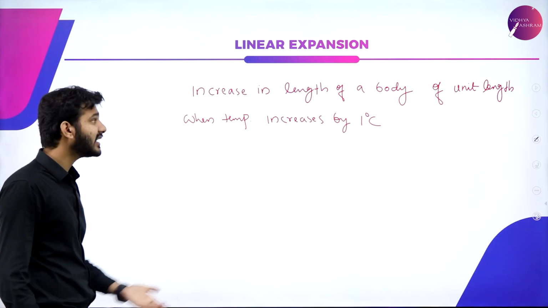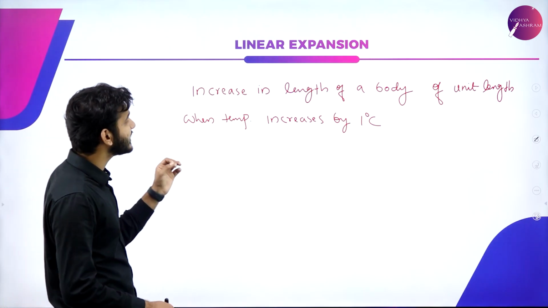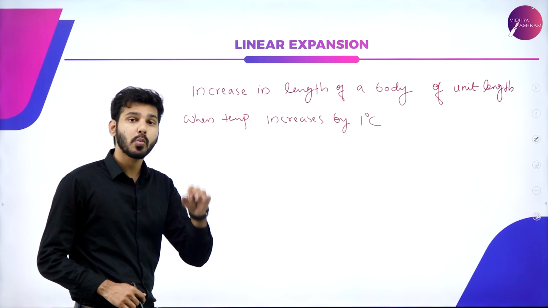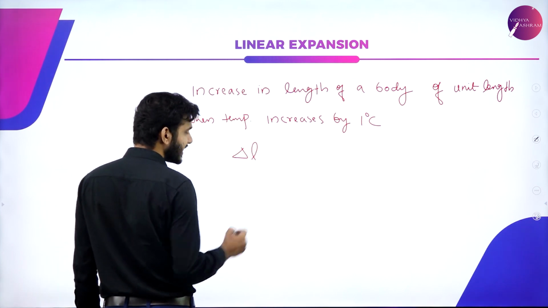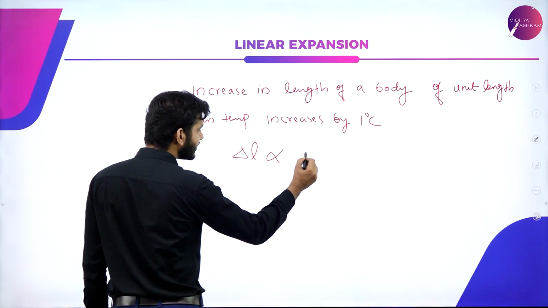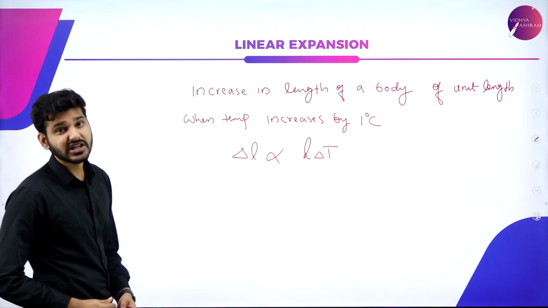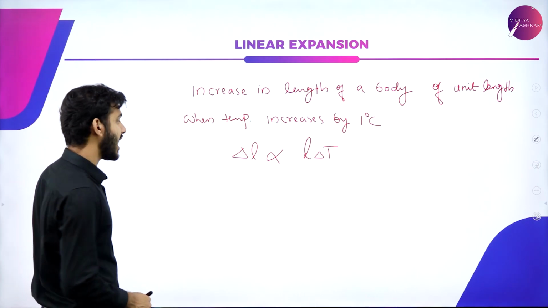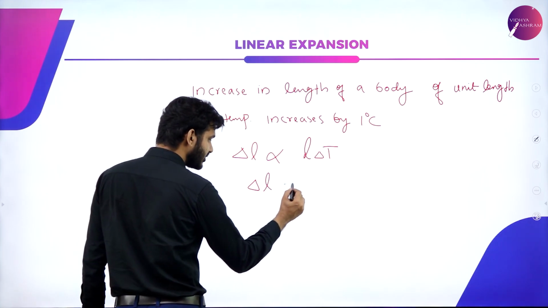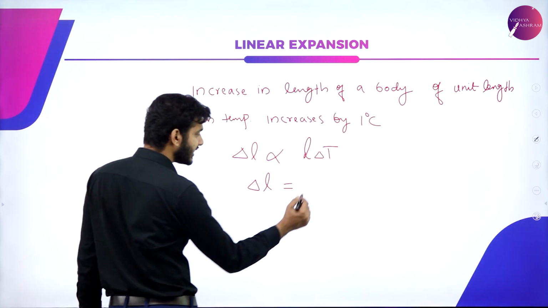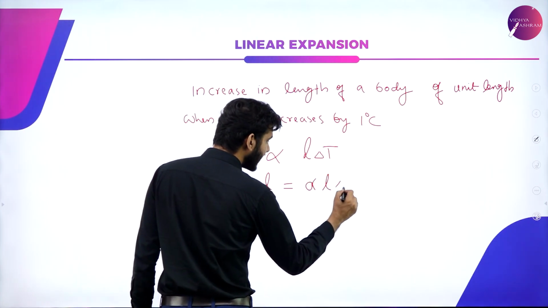We can define it as the increase in length of a body of unit length when temperature is increased by 1 degree Celsius. Mathematically, we can write it as delta L is directly proportional to L delta T, where L is the initial length of the object. To avoid the proportionality sign, we can introduce a constant of proportionality known as alpha: delta L = alpha L delta T.